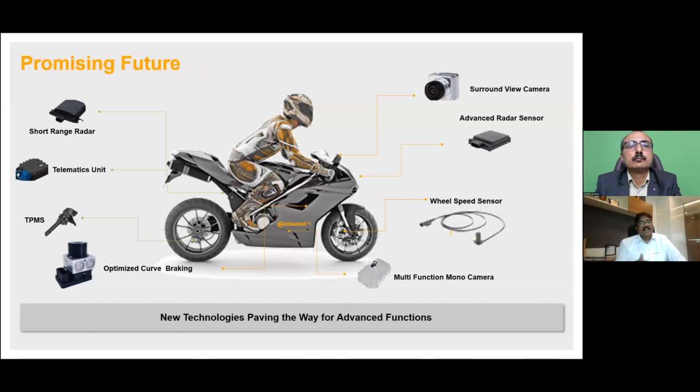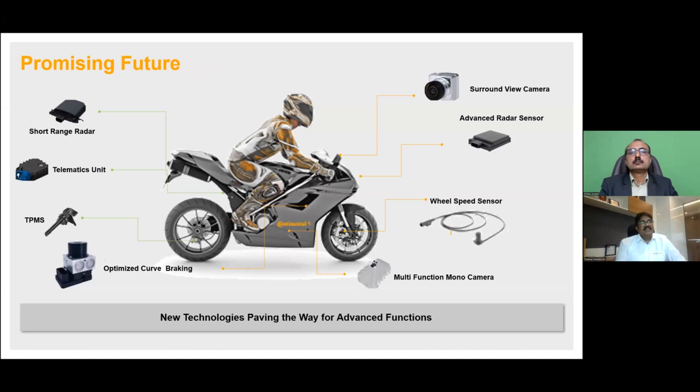What we say here is that it's clearly not only about this wheel speed sensor. Also on the braking system side, there are some more things getting introduced, like this optimized curve braking, which is also very important. And as we briefly touched on in the beginning, both Prashant and Dr. Jora mentioned the ADAS technologies, or assisted technologies, which are coming into the picture.